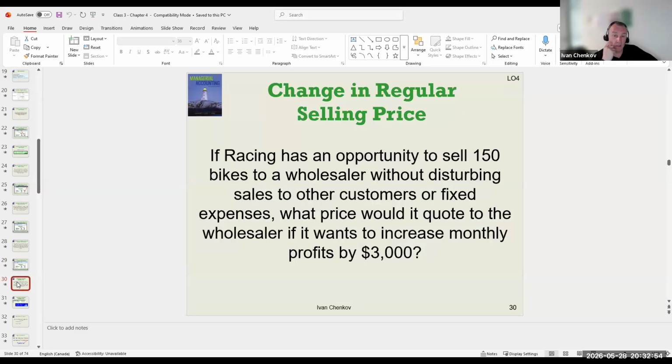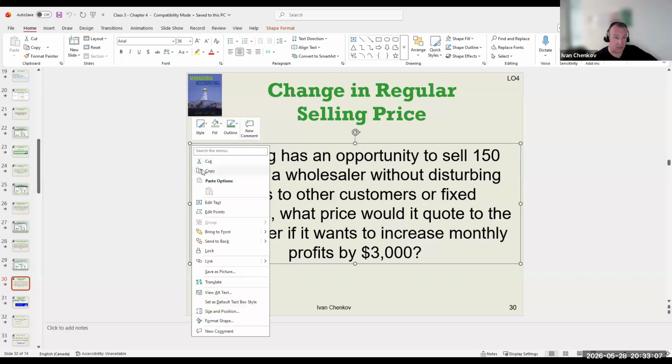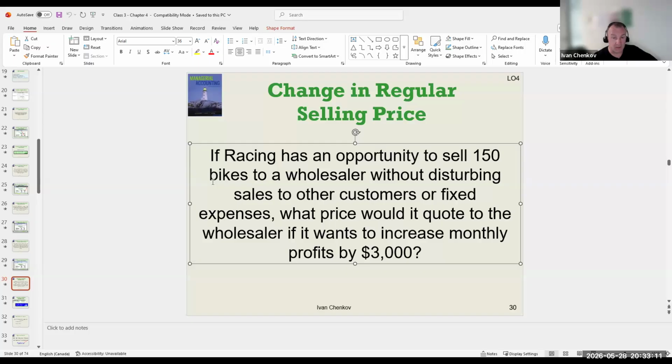The other one will be if the racing company has an opportunity now to sell 150 bikes to a wholesaler without disturbing the sales and all the fixed expenses. So neither the sales are distorted, nor the fixed expenses increased. What price should be quoted to the wholesaler if we want to increase the monthly profit by 3,000? So let's move back to the Excel spreadsheet and take a look and think about it.